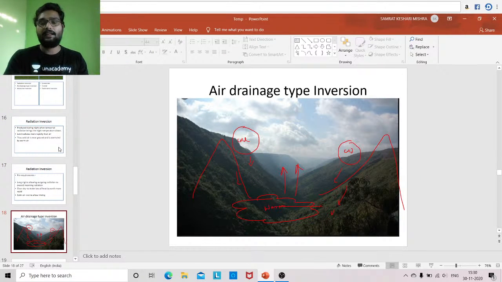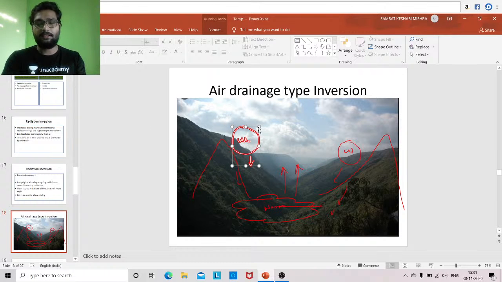The next is the air drainage type of inversion. It is also called valley type inversion. Look at this figure. In the uppermost part, the air you will find in this zone will be cold. But in the lower part, the valley region, the air will be warm.